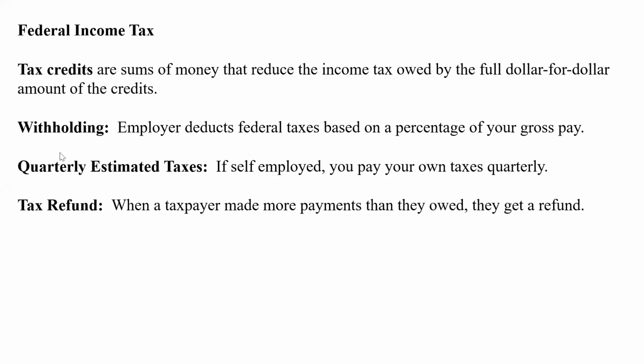Now, if you're self-employed, you have to pay quarterly estimated taxes. And so you basically pay your own taxes every quarter. And then at the end of the year, you hope you got your taxes correct, and then you don't have to pay any more at the very end. And then a tax refund is when a taxpayer made more payments than they owed, and so they get a refund. Now, if you don't get a tax refund, that means you owe money at the end of the year, and so you have to pay extra.